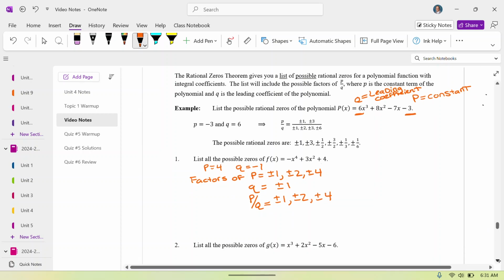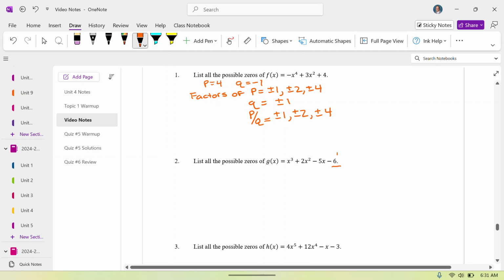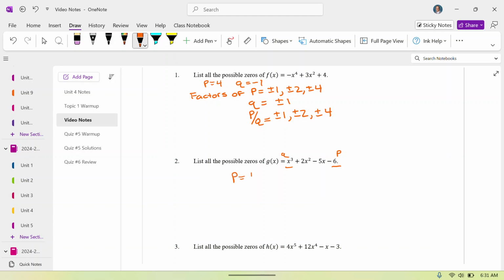So if we do that for the next one, here the p is 6, the q is 1. So the factors of p are plus or minus 1, plus or minus 2, plus or minus 3, plus or minus 6. The factors of q are just plus or minus 1. So when you divide, you get plus or minus 1, plus or minus 2, plus or minus 3, plus or minus 6. So you notice if q is just 1, then basically the possible zeros are just the factors of p.